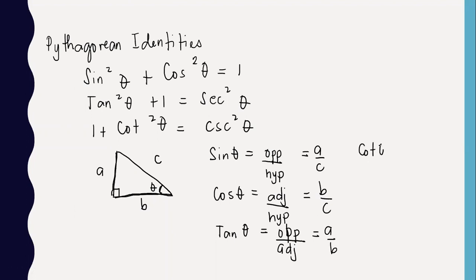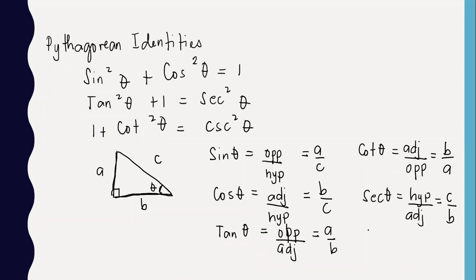While cotangent theta is equal to adjacent over the opposite, which is equal to B over A. While secant theta is equal to hypotenuse over the adjacent, equal to C over B. While cosecant theta is equal to hypotenuse over the opposite, equal to C over A.